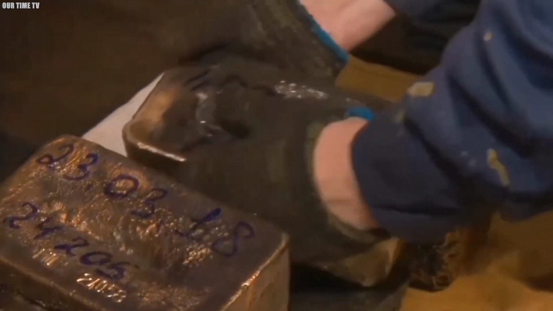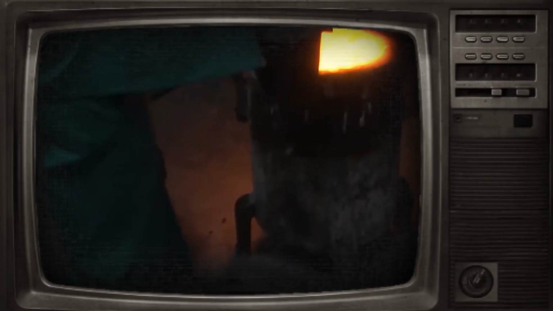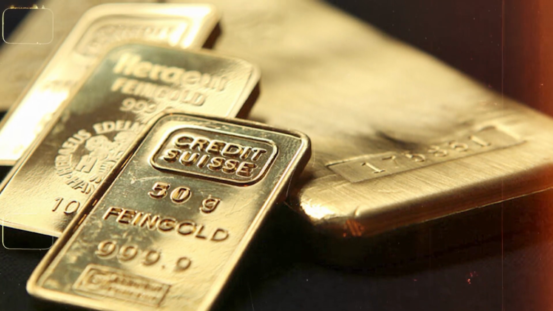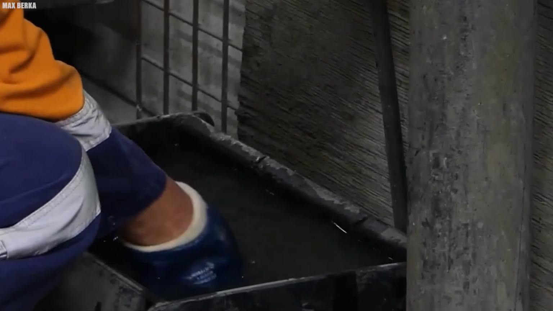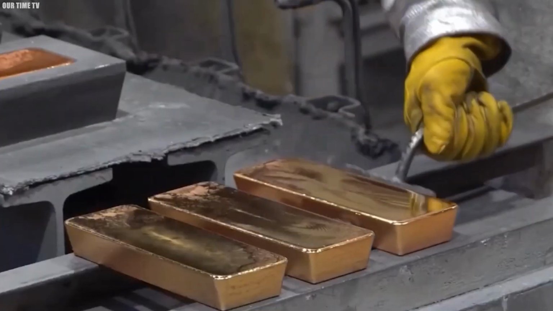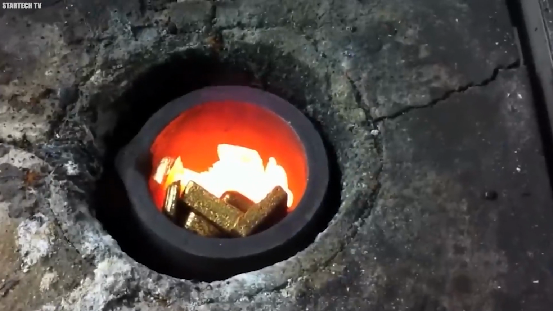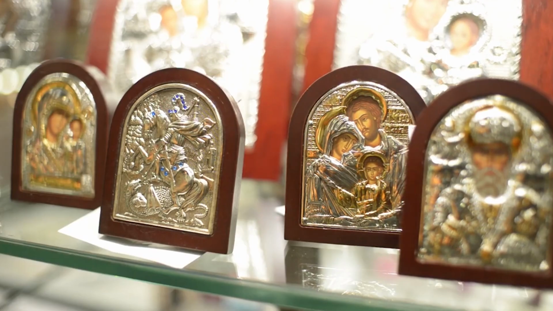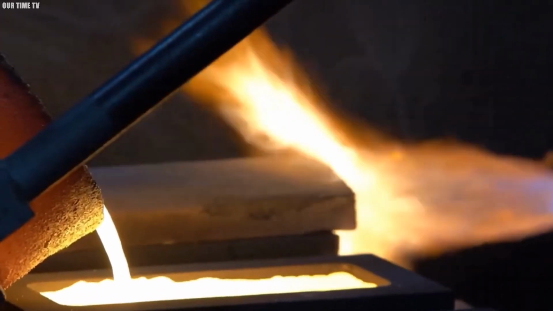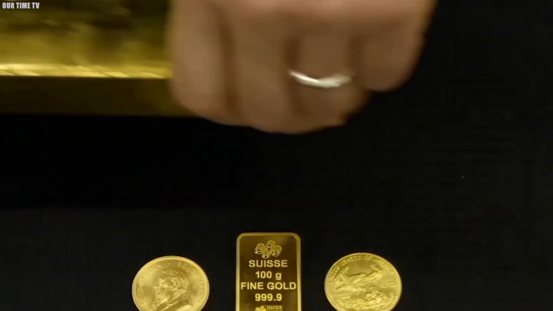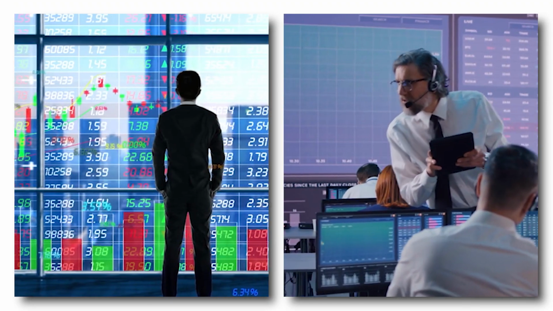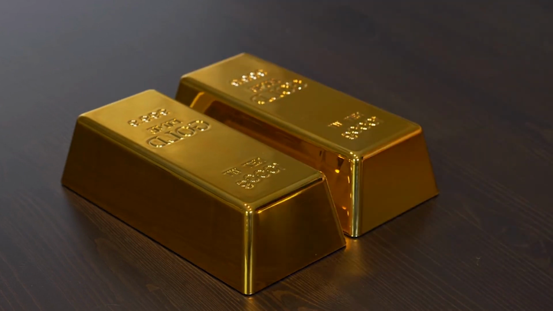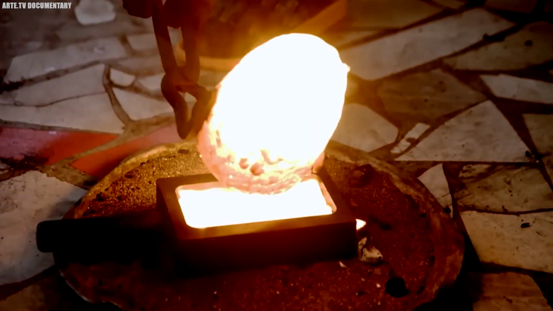So, why bother with all this stamping and serializing? These markings serve several important purposes. Stamps guarantee that the bar has been verified by a reputable source. They act as a certificate of authenticity. Serial numbers make it possible to trace each bar from the refinery to its current owner. This transparency is vital for preventing fraud and maintaining market trust. Also, knowing the weight and purity at a glance allows for quick valuation, which is essential for trading and investment purposes. A gold bar without these markings would be like a painting without an artist's signature, valuable but lacking provenance.